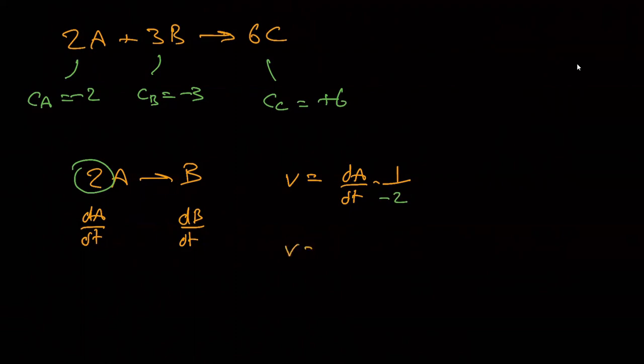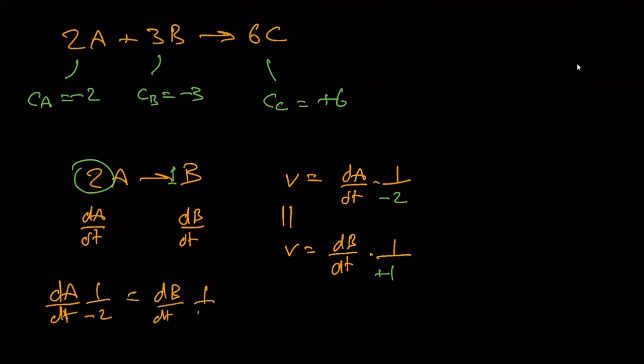And the reaction rate, you can also get the reaction rate by measuring B, dB by dt, so that's 1 over, now we've got this basically invisible 1 in front of there, and it's a product, so it's plus 1, okay? These two numbers are the same. So dA by dt over -2 is the same as dB by dt over +1. And so it doesn't matter now whether I measure A or B, I'll always get the same reaction rate.